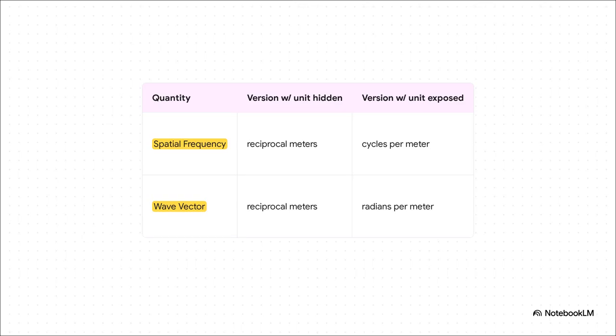Okay, so let's jump right into the puzzle. Physics has these two different ideas, spatial frequency and wave vector. Now, if you look at them on paper, they seem to share the exact same unit, reciprocal meters. But here's the thing, they're not the same, not at all. One is actually measuring cycles per meter, and the other is measuring radians per meter. It's kind of like having two different currencies that look identical until you try to spend them. And the craziest part? A lot of the time, physics just leaves that crucial little detail out.